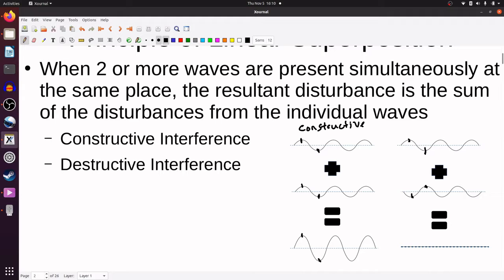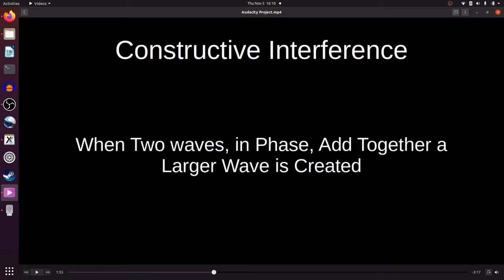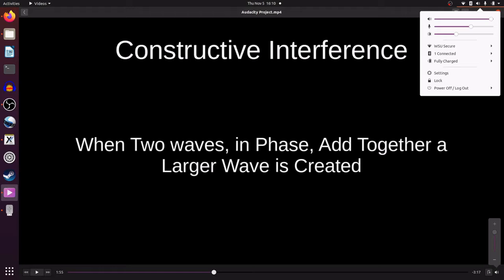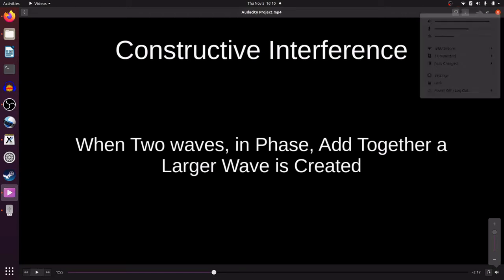Using Audacity, I was able to create a video a while ago that shows both of these. So hopefully it'll play okay, but let's hope it's loud enough. Well, we're going to find out if it's loud enough. Here we go.